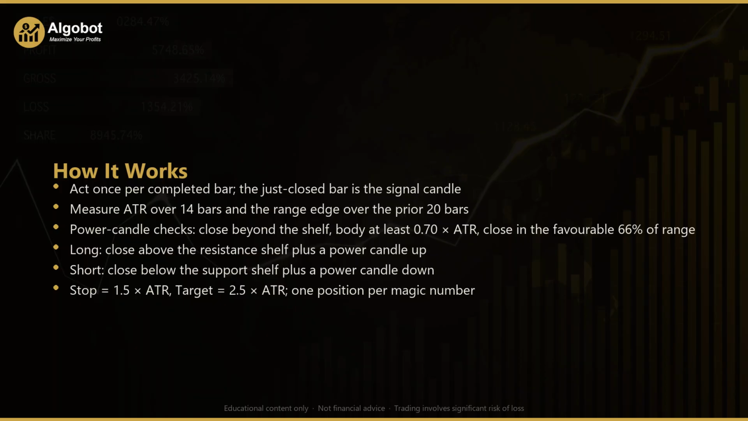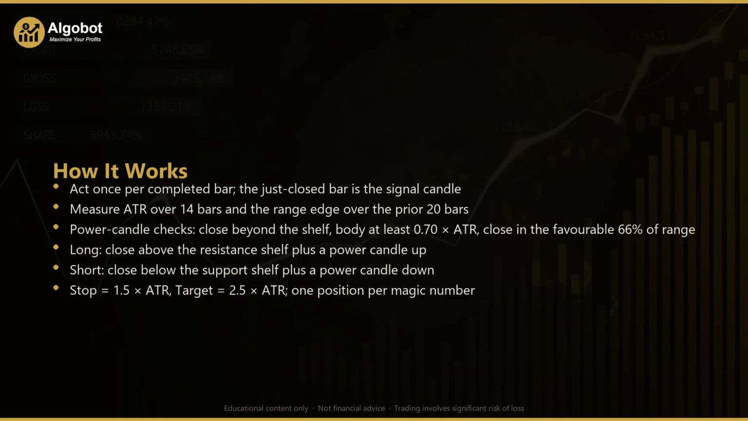For a long signal, 3 conditions must all line up. The close must finish above the resistance shelf. The body must be at least the body multiple, 0.7 by default, times the average true range, proving the candle is genuinely strong. And the close must land in the upper portion of the candle, at or above 66% of its range, showing the push held into the close rather than fading back. A short signal is the mirror image, the close below the support shelf, the same strong body requirement, and a close sitting in the lower portion of the candle.